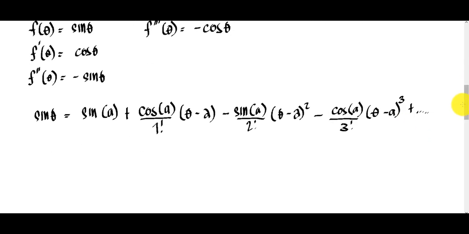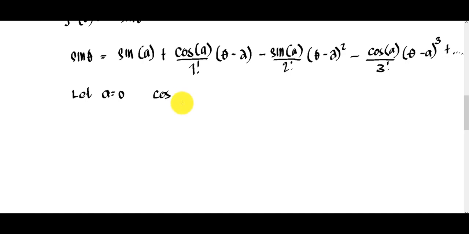So let's use a equal to 0. We all know that the cosine of 0 is equal to 1, and the sine of 0 is equal to 0.